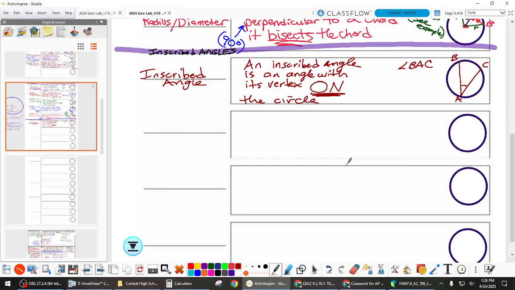What is forming it? What are those two lines called that are forming that angle? They're what? Those are chords, yeah. Okay? So let's put a little note about that. Formed by two chords. Okay. So that's the definition of an inscribed angle.